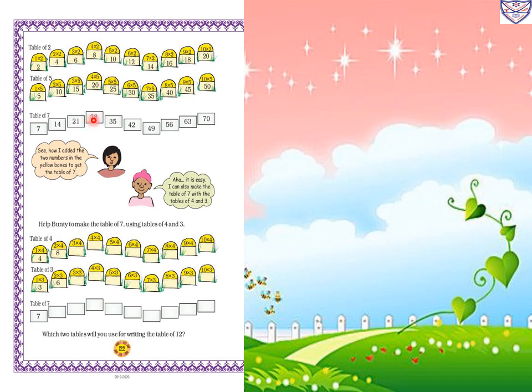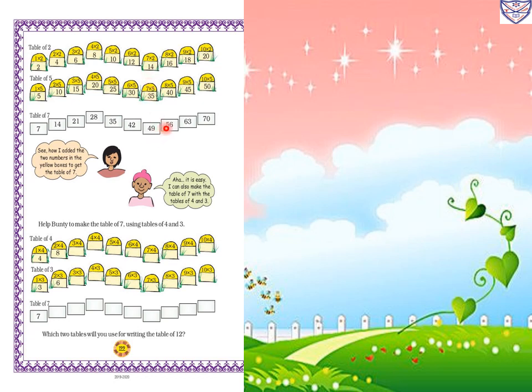Now 7 fours are 28. So she will add 20 plus 8, that is 28. Now 7 fives are 35. So how will she write? 25 plus 10 is 35. Then 7 sixes are 42. So how will she write? 30 plus 12 equals 42. Then 7 sevens are 49. So she will do 35 plus 14 equals 49.